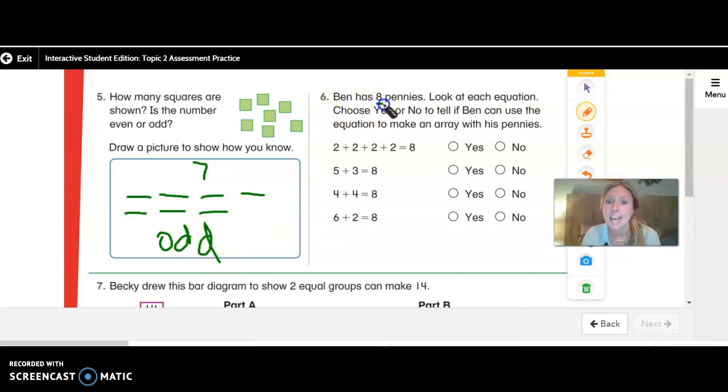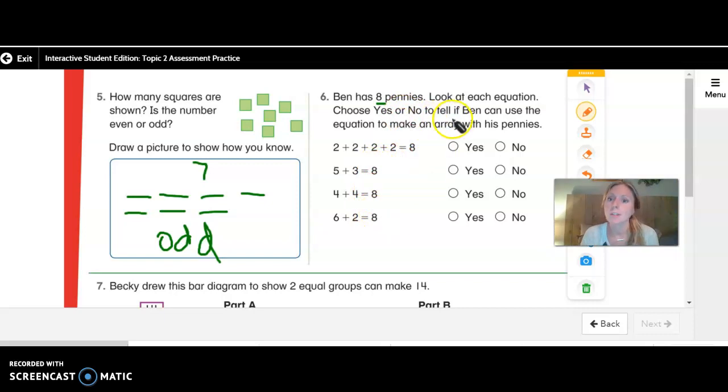Ben has 8 pennies. Look at the equations below. Choose yes or no to tell if Ben can use the equation to make an array with his pennies. Okay, so I know in my head an array has to have the same numbers in the rows, or my columns have to have the same number. So it's always going to be an even number, okay? So let's look through. We know he has 8 total.